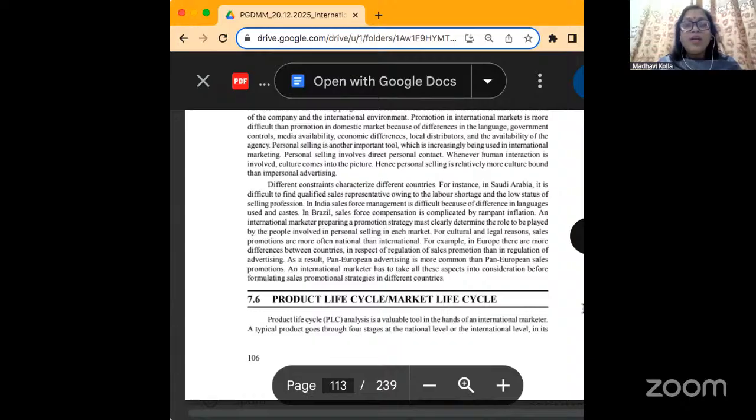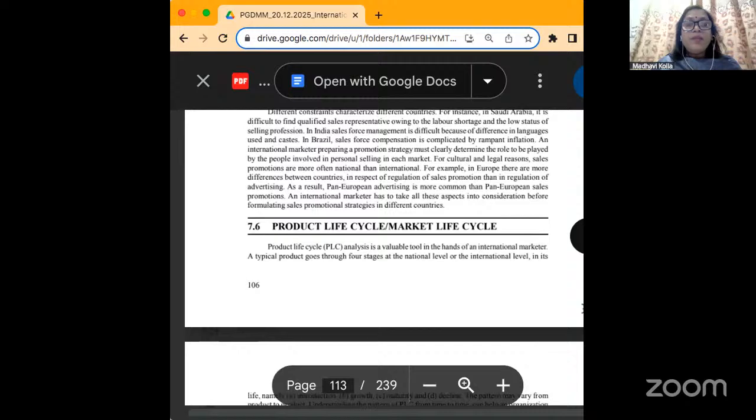For instance, in Saudi Arabia, it is difficult to find qualified sales representatives because, A, there is a labor shortage. Second, there is a lower status of the selling profession, so not many actually prefer to go into selling. Whereas in India, sales force management is difficult because of different languages, the different caste systems, the different regional requirements, the huge variation in terms of the approach, even within the same country.